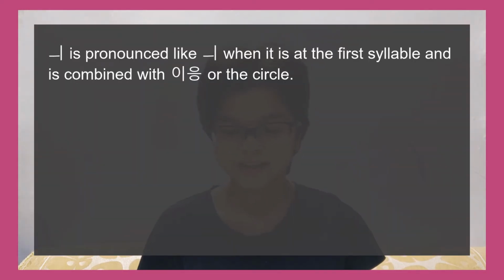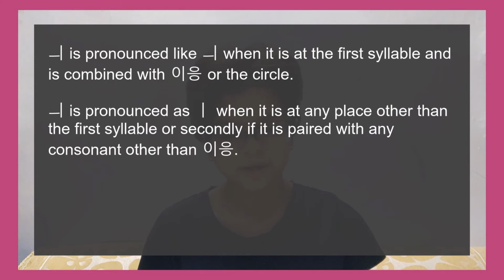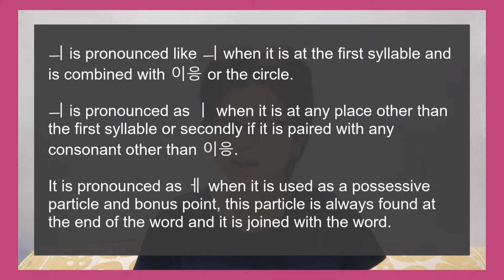Now here's a little recap. I is pronounced like I when it is at the first syllable with the young or the circle. I is pronounced as E when it is at any other place than the first syllable, or secondly if it is paired with any other consonant other than young. It is pronounced as E when it is used as a possessive particle, and bonus point, this particle is always found at the end of the word and it is joined with the word.